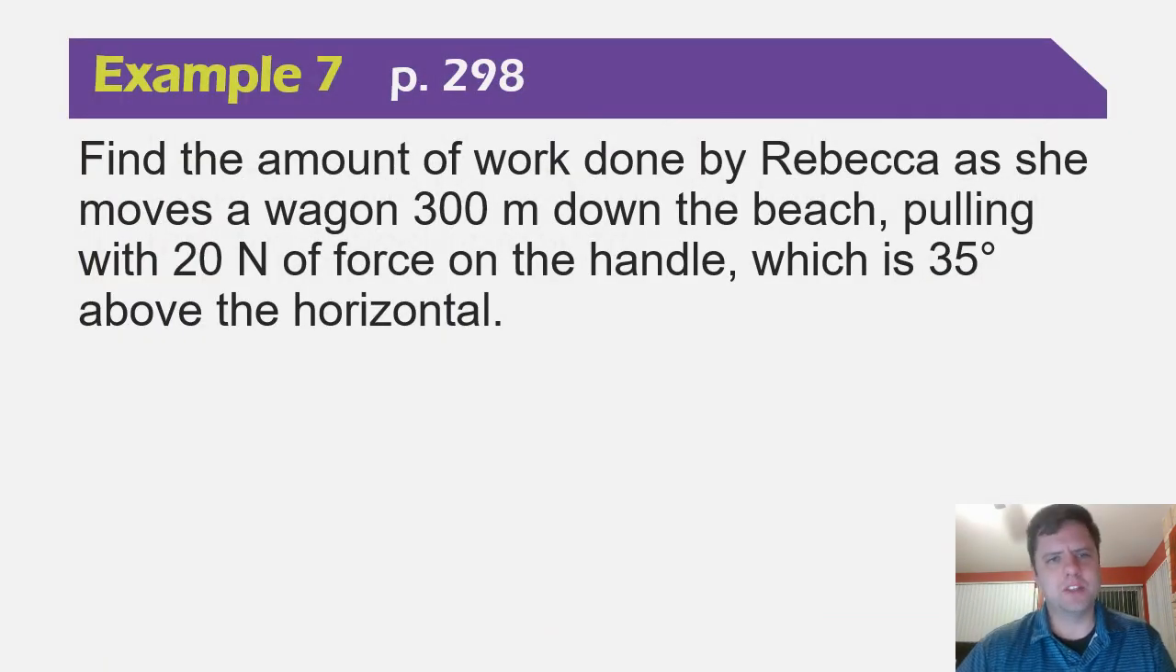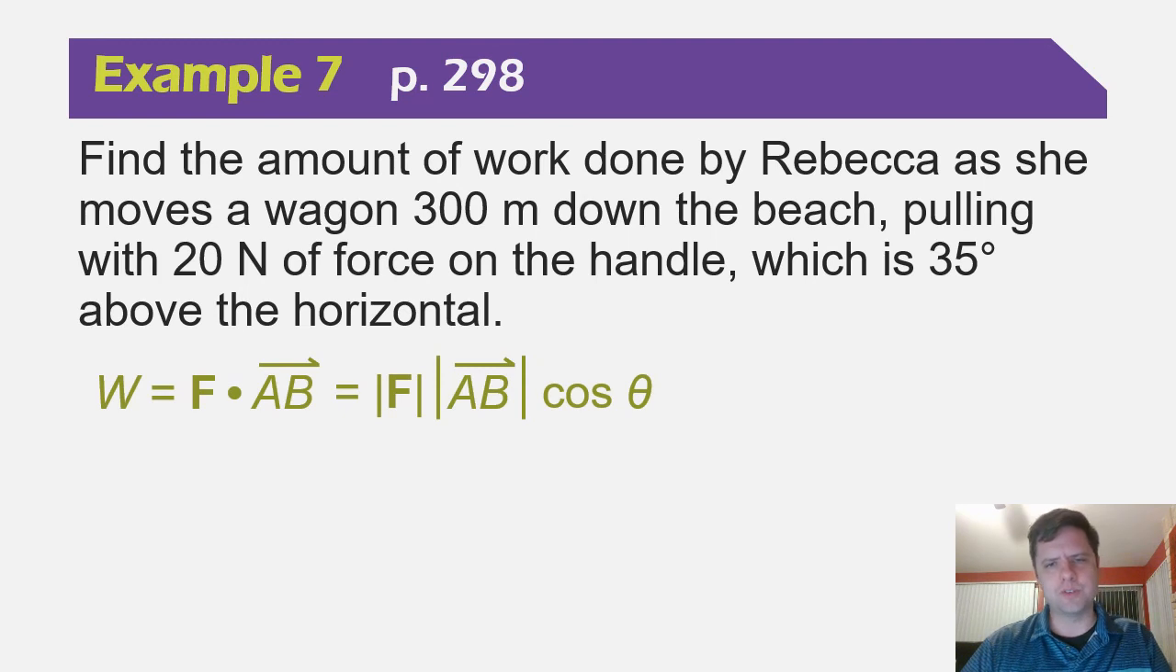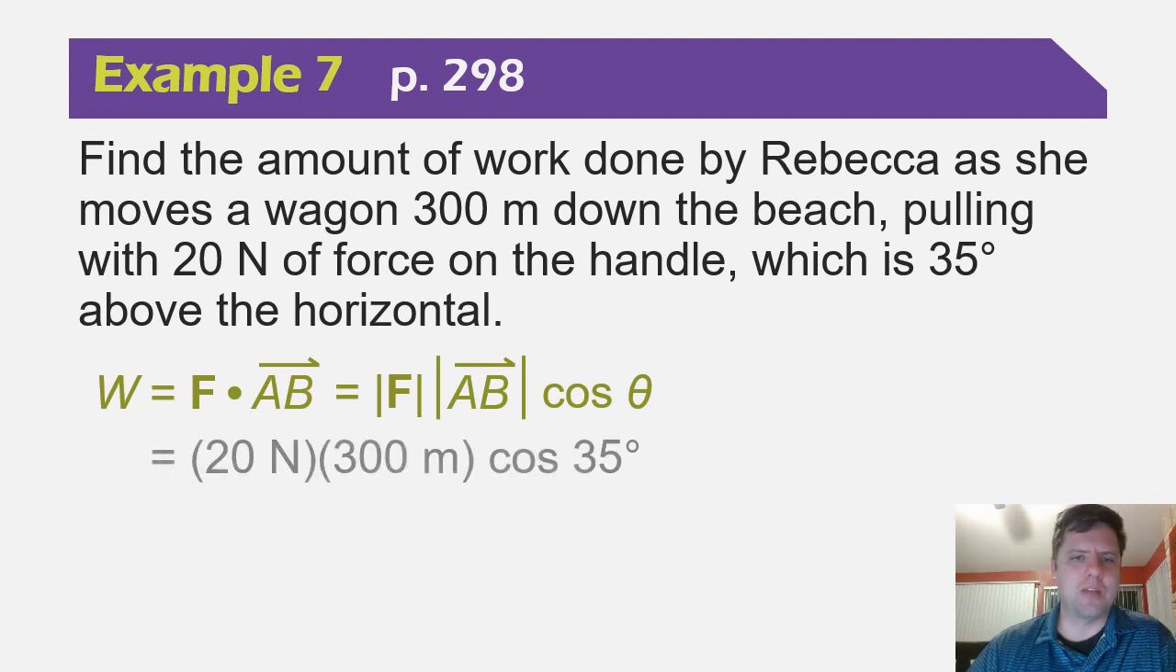So if I was going to then look at this example, it says, find the amount of work done by Rebecca as she moves a wagon 300 meters down the beach, pulling with 20 newtons of force on the handle, which is 35 degrees above the horizontal. Well, the force is that force that's along the x-axis. So we need to use the cosine trig function, cosine of theta, times the force that's being pulled, then times the distance that she travels. So it's 20 newtons of force times 300 meters of distance times that cosine of 35 degrees, because we can only use the x component of that force.